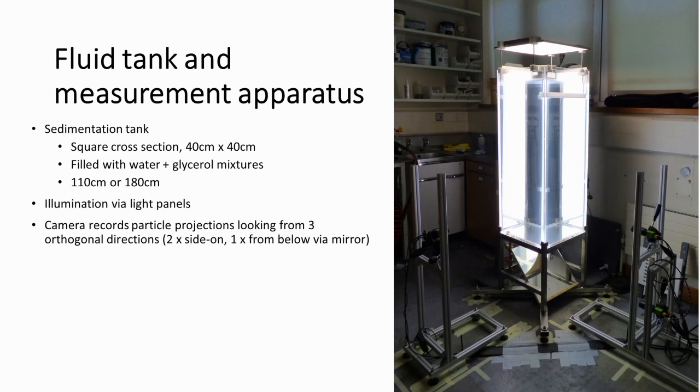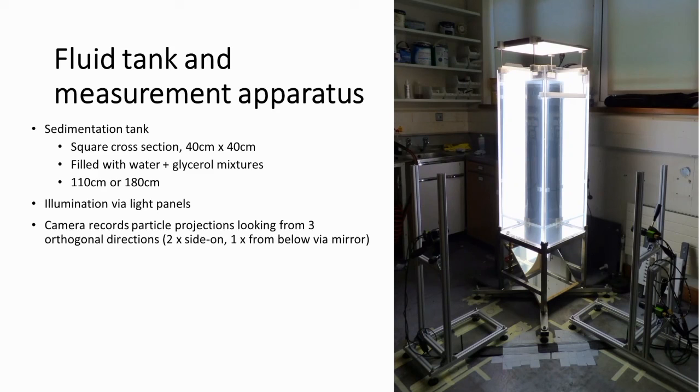So once we've printed these models, we then drop them in an experimental tank. We're going to be using 2 different sedimentation tanks, each of which is going to be filled with mixtures of water and glycerol. The shorter tank is just over 1 meter tall, and the taller tank is closer to 2 meters tall. The idea is that once we've released the particles, they should be able to reach a steady state before we start taking measurements.